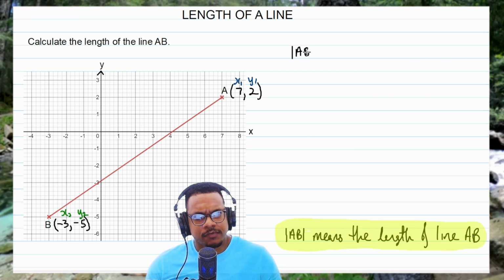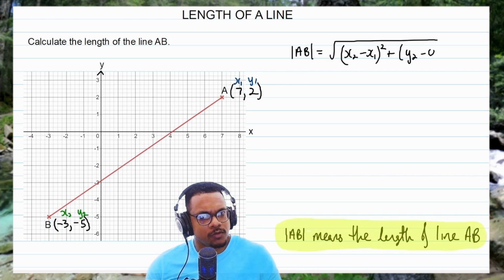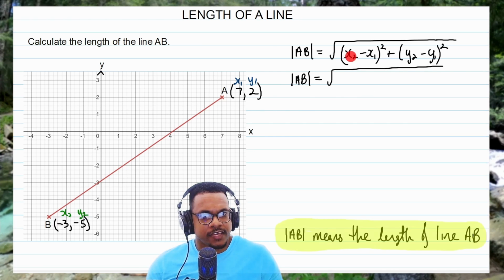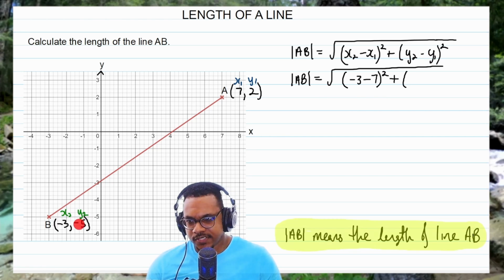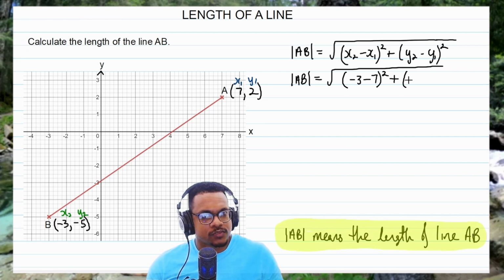So the length of the line AB is equal to the square root of (X2 take away X1) squared plus (Y2 take away Y1) squared. Now we get our values from the coordinates. So the length of AB is the square root of open brackets X2, which is -3, take away X1, which is +7, close brackets squared, plus open brackets Y2, which is -5, take away Y1, which is +2, close brackets squared.